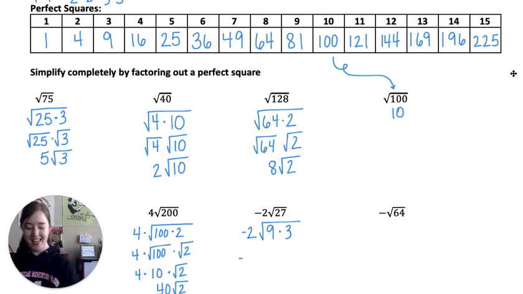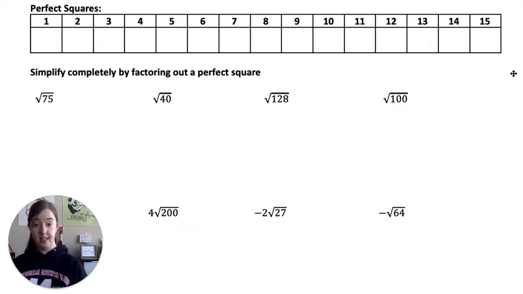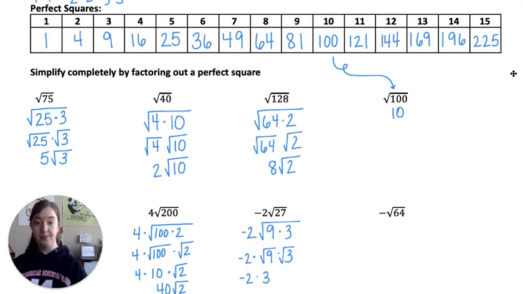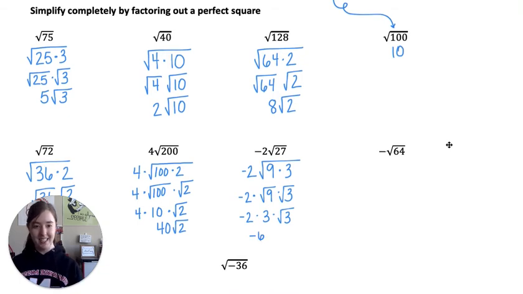So now I have -2 times, and then we're going to break these up into their own square roots. The square root of 9 times the square root of 3. Now we know what the square root of 9 is. The square root of 9 is 3, times the square root of 3. And then we take -2 times 3 and get -6, and then square root of 3 on the end of that. Go ahead and try the next one real quick.